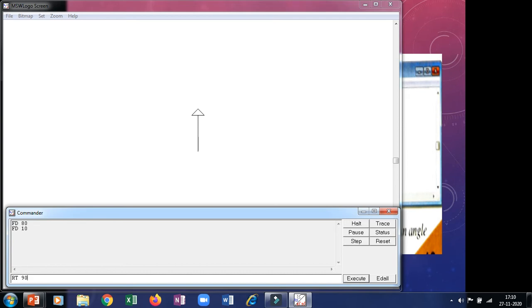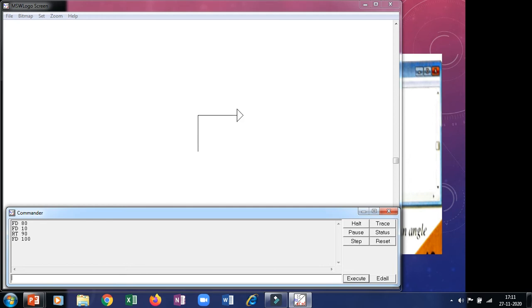Like in your PT period when you do a left turn, right turn, about turn, for a left turn or right turn we write only 90. And if you want to make an about turn, like moving the turtle's head upside down, then we have to write 180 degrees. Now we will write RT 90. See, I'll press the enter key and the turtle's head will move towards the right side. Then we'll move forward, FD 100.